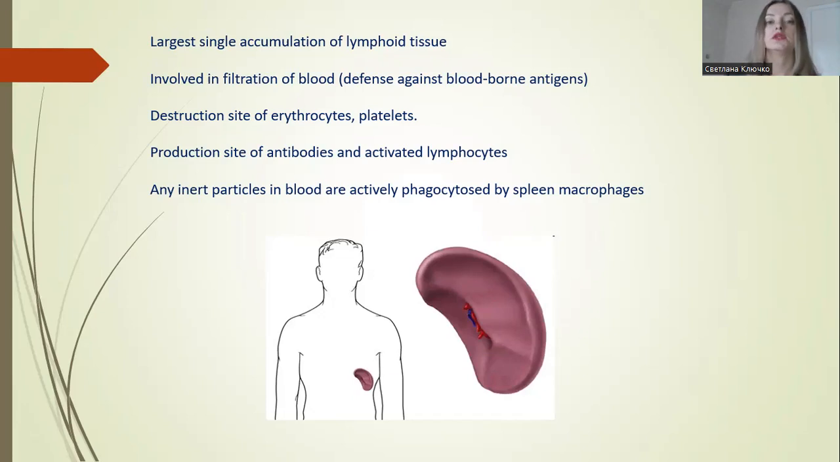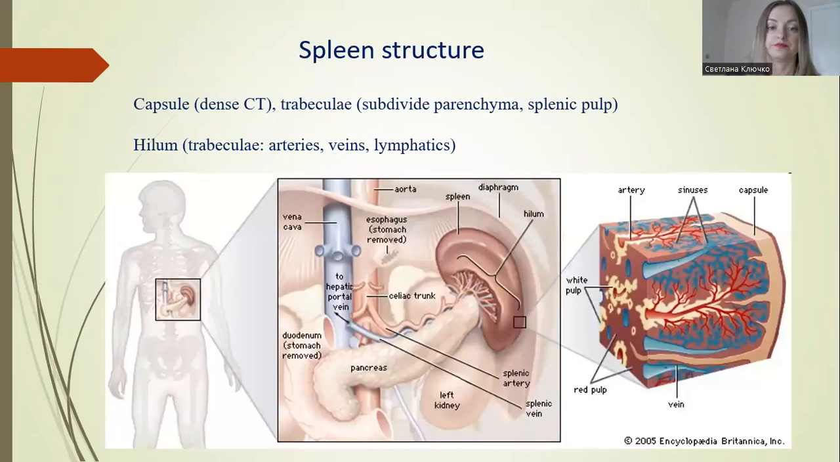Spleen has not only immune functions. You can see that it's place of destruction of erythrocytes, platelets, and it's depot of blood also, not only immune function.